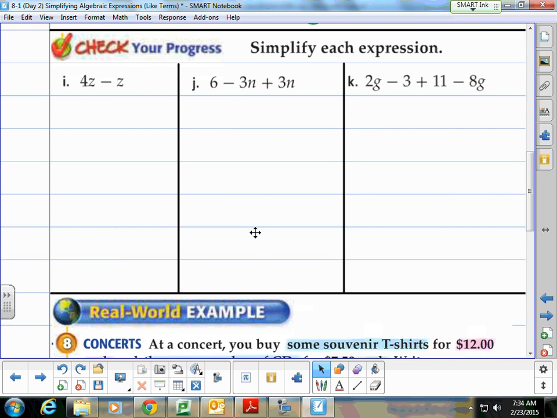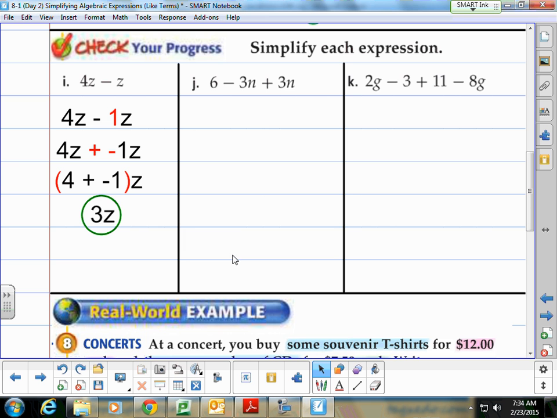Give these ones a try, then pause and come back and see if you got them. So we have 4z minus z, which is the same as 4z minus 1z. That's also the same as 4 plus a negative 1, times z, which is the same as 3z.